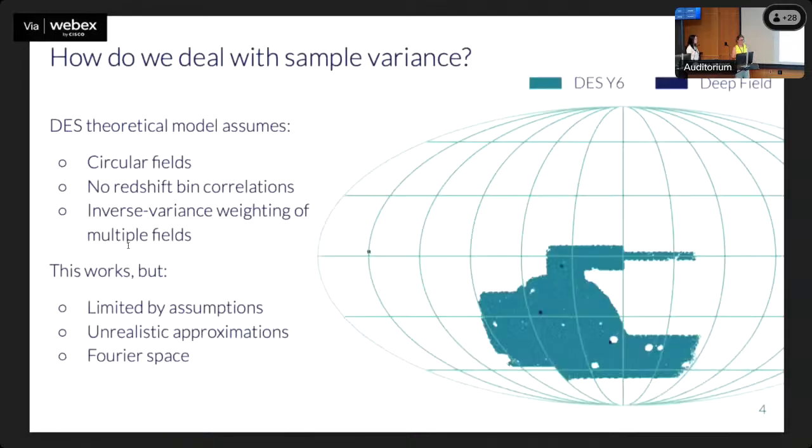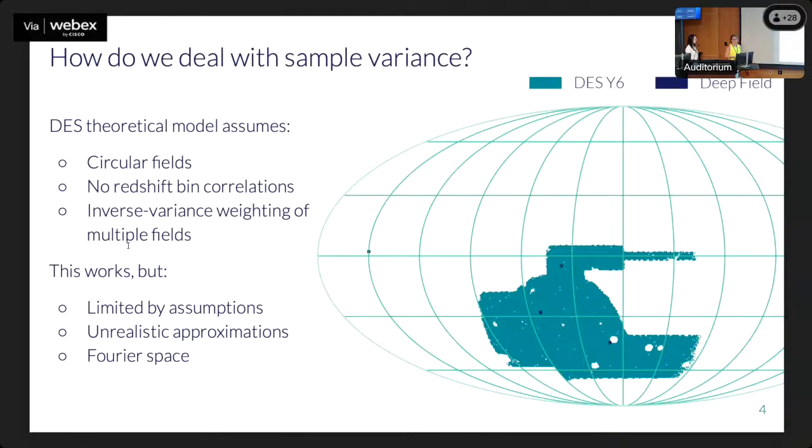Now, oh, this is the wrong, right. So how do we deal with sample variance? Sample variance is not some new thing that we just discovered. It's a problem people have been thinking about and mitigating. So the way DES is dealing with the sample variance is by, as every physicist, you assume some, not spherical cow in this sense, but you need to assume a circle for the field, whereas in reality the deep fields are absolutely not circles. These are tiny patches here that have very irregular shapes.